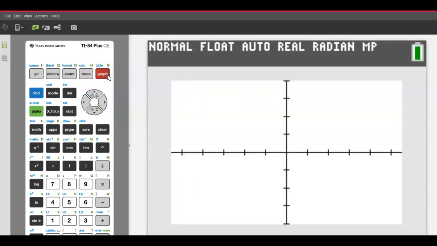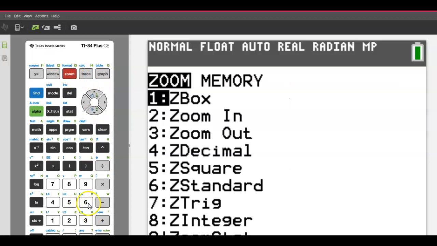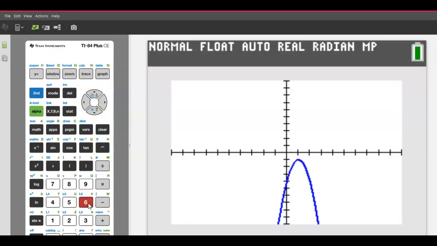And if it looks great, good. Mine is not looking that great. So let's go to zoom and then option number 6. There we go. And now I have a nice little graph. So there's your graph if you needed to just look at it or see what it looked like, or maybe compare it to something.